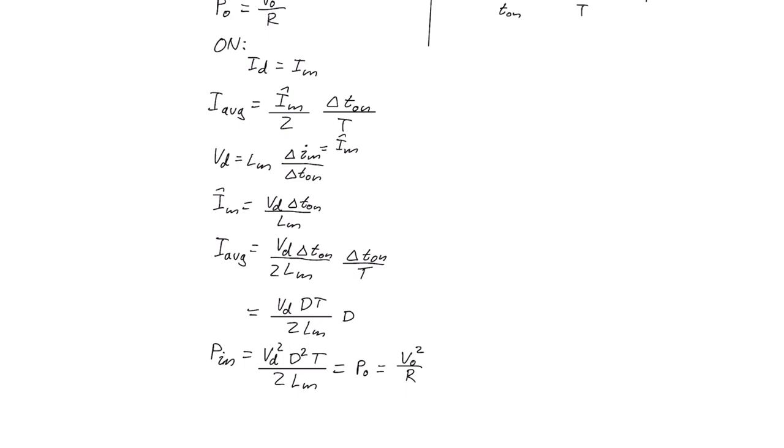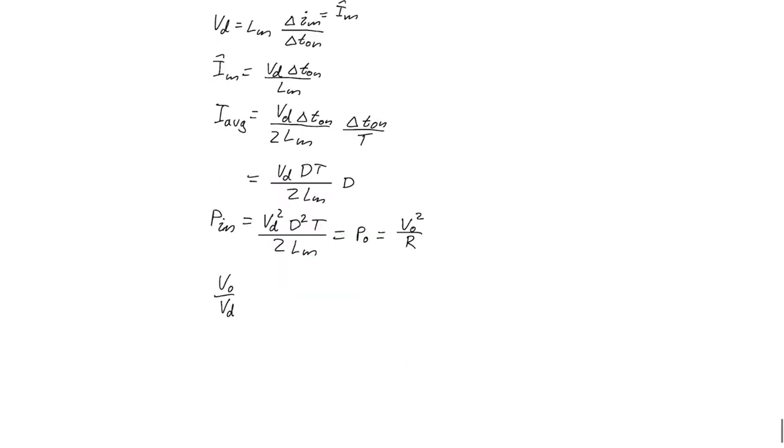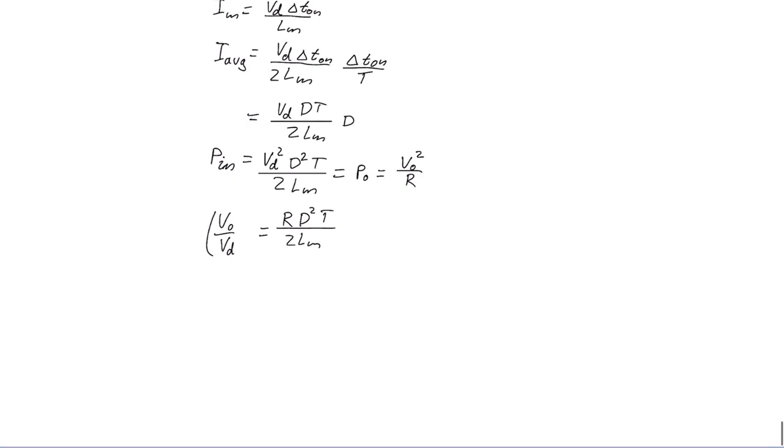So now we need to solve for VO over VD. So we can just solve for the squared case first. We can move this VD over and this R over, and that would solve it. So it's R multiplied by D squared multiplied by the time divided by 2LM. And now we can just take the square root of that. So this should be the voltage ratio.